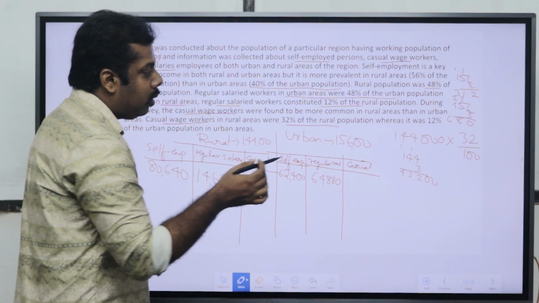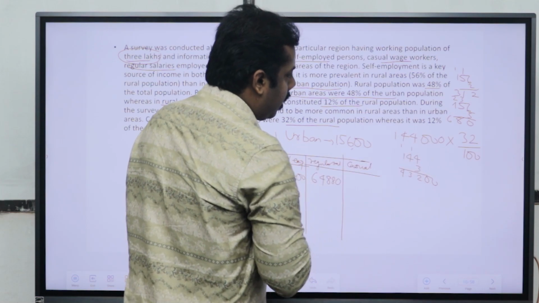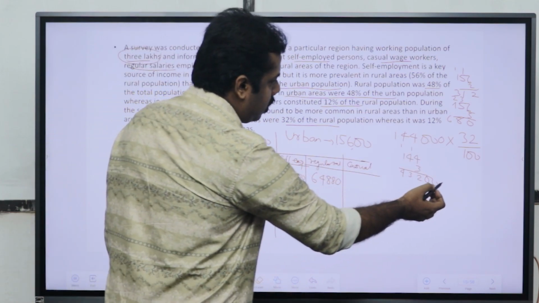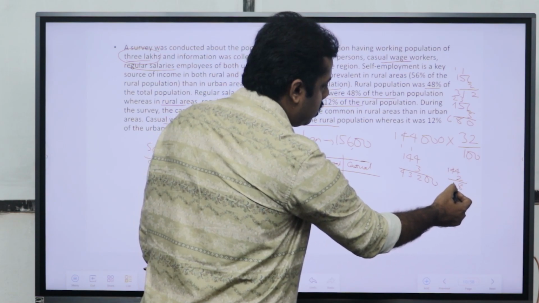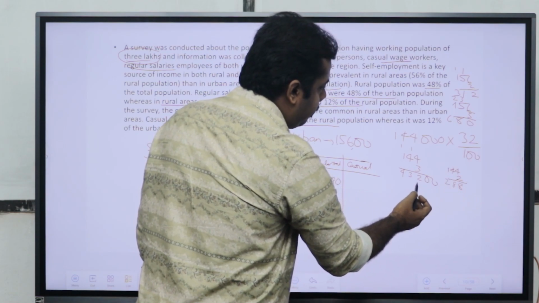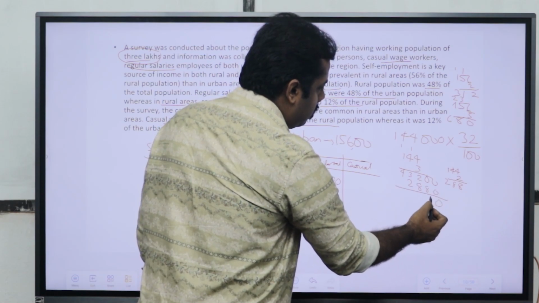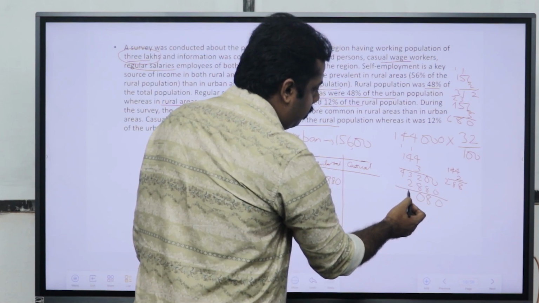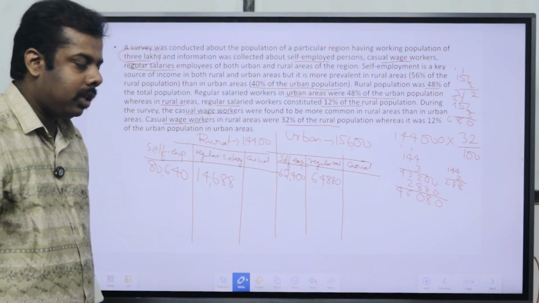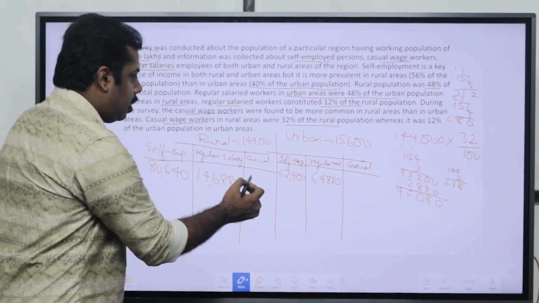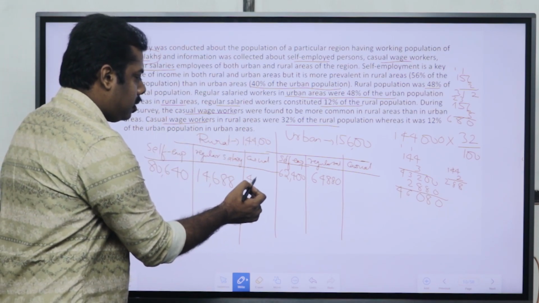Now we have to find 2%. So 1%, as we know, is 1440. Now 2 times of that is going to give us 2880. Adding, we get 46,080. So it will be 46,080 for the rural population.